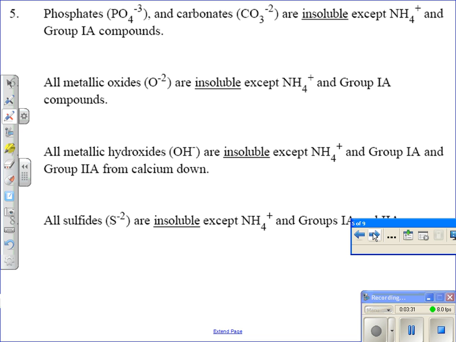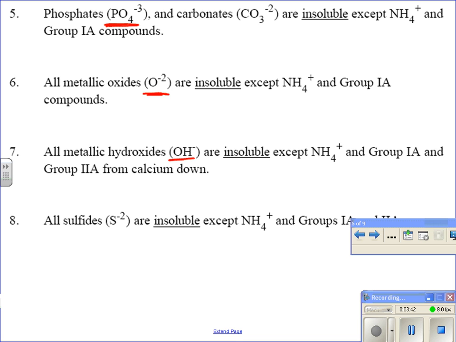Next one. 5, 6, 7, and 8. All of these deal with things that are insoluble. So if it contains phosphate, PO4, oxide, hydroxide, or sulfide, they are all insoluble, except using rule 1, which is the first rule that we learned. If it has a group 1 metal or an ammonium, it's always soluble. Oh, I forgot the carbonate right there. You see carbonate right there. So this set of rules you can kind of all lump together. OH, O, PO4, CO3, and S are all lumped together, and then just remember rule 1.